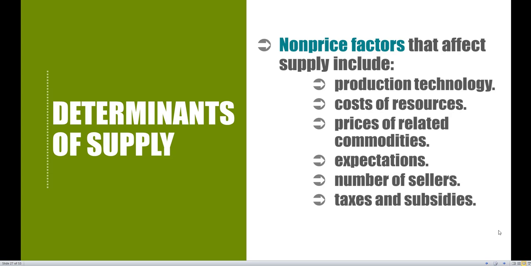Just to reiterate a few things that we said on the determinants of demand. Number one, these are all non-price factors. So everything that you see right here has nothing to do with the current price of the good, because this is going to be, once again, the differentiation between a change in supply versus a change in quantity supplied. Number two, these are the only things that affect supply. There are a few other things that you might think affect supply, but remember, if we don't bring it up, we cannot say it's going to affect supply.